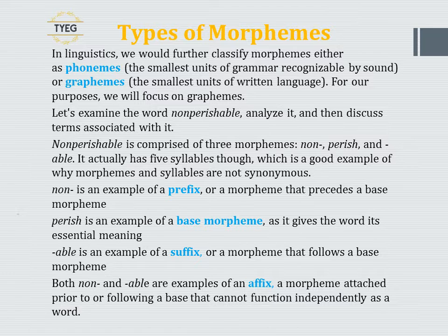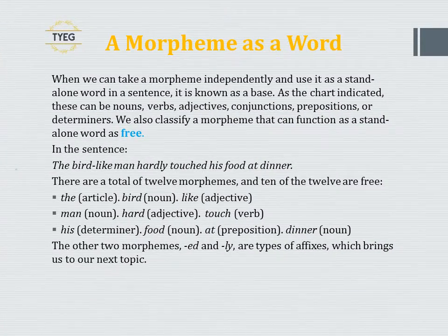Both non and able are examples of an affix, a morpheme attached prior to or following a base that cannot function independently as a word. A morpheme as a word. When we can take a morpheme independently and use it as a standalone word in a sentence, it is known as a base. As the chart indicated, these can be nouns, verbs, adjectives, conjunctions, prepositions, or determiners.